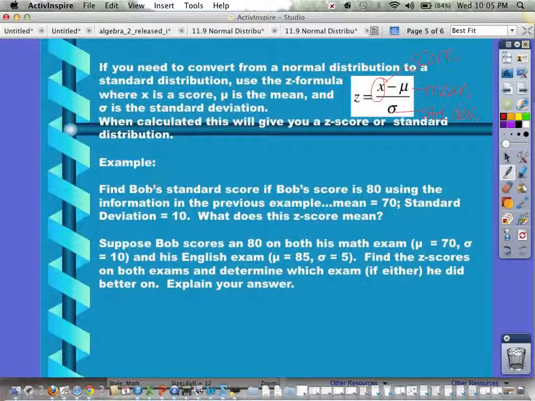Okay, so for example, Bob's standard score we want to find. If Bob scores 80, using the information in the previous example where the mean was 70, the standard deviation was 10. So we want to find out what his standard score is, or his Z score. Okay, so we're going to say Z equals Bob's score, which is 80, minus the mean, which is 70, divided by 10, which is the standard deviation. So Z is equal to 80 minus 70 is 10. 10 divided by 10 is 1. All right, so that would mean he would be at 1, and you would look up in the chart and find out what that Z score is.